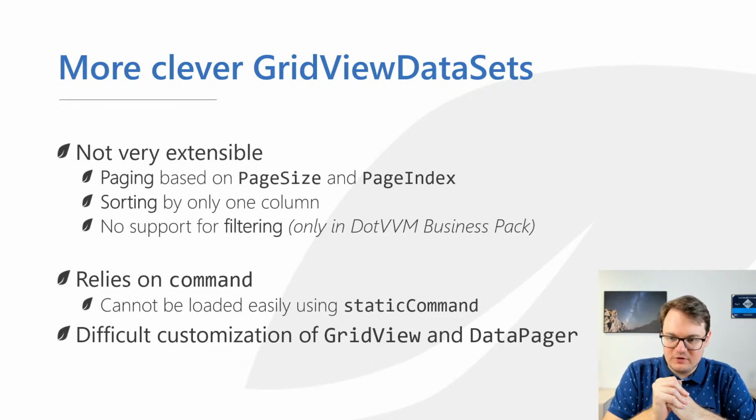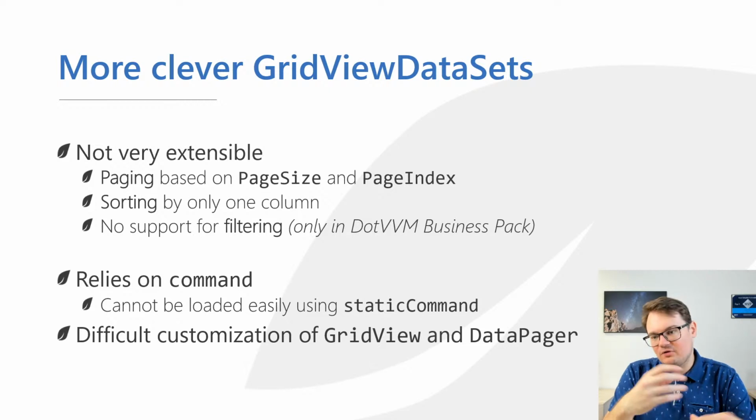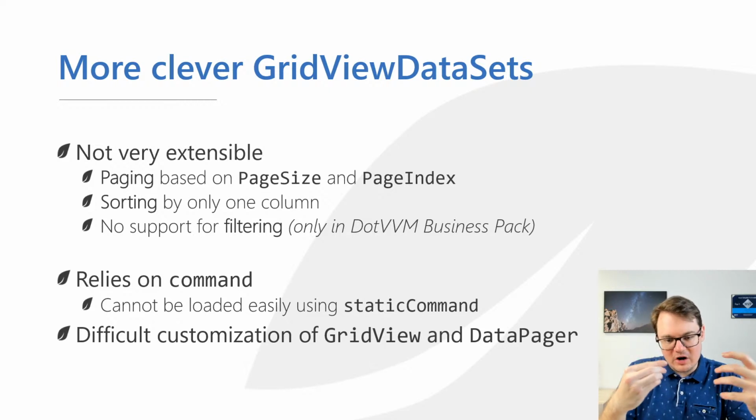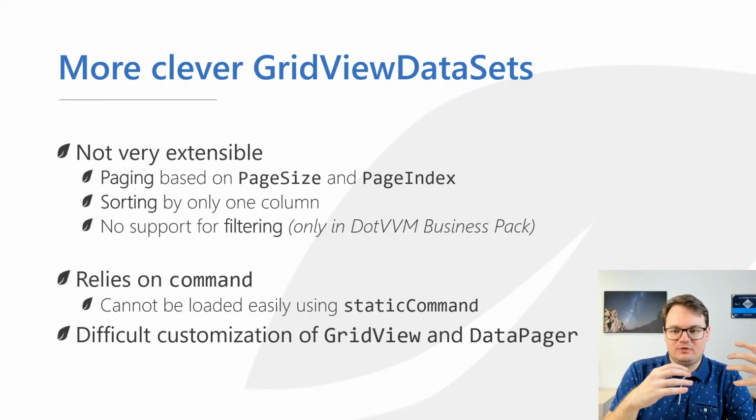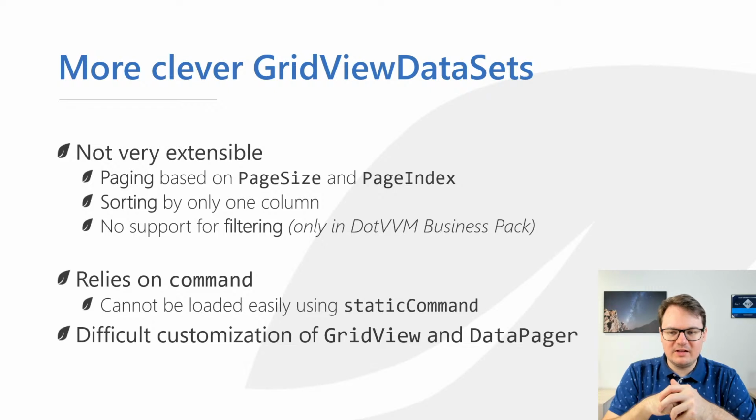And if you want filtering support, you can use the business spec dataset, which derives from the grid view dataset. But if you also derive from the grid view dataset in the framework, you cannot derive from two classes in C#. So it's very difficult to combine the features together. The dataset also relies on commands. So if you are using command binding, it's perfect, it will work.